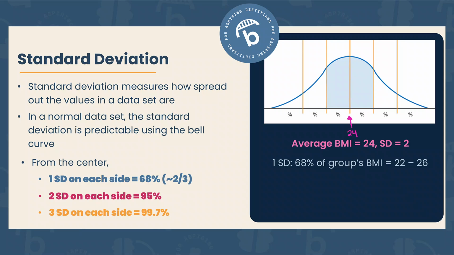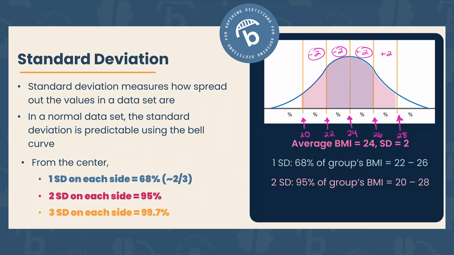68% of the group is 1 standard deviation. So to figure out the range of 1 standard deviation, we take the middle point and then we add and subtract 2 on either side because our standard deviation is 2. Almost everybody, 95% of people, fall between 20 and 28, which is 2 standard deviations. Again, since the standard deviation is 2, then 2 standard deviations is plus or minus 4 from the middle point. And then practically everyone in the study, 99.7% of the people that are represented in this population set, have a BMI within 3 standard deviations, or between 18 and 30.